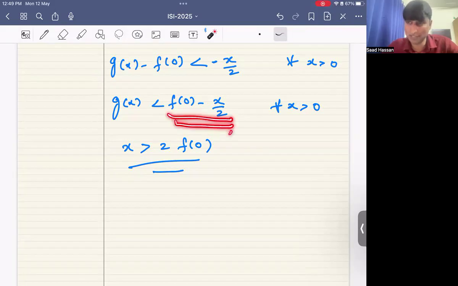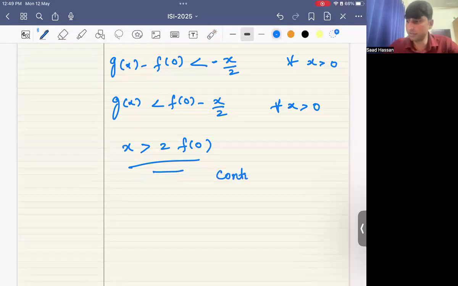In fact, if f of 0 is 0 too, you get a contradiction right here because if f of 0 is greater than or equal to 0, this quantity is less than 0 for x positive, which is a contradiction. But say that f of 0 is positive. If f of 0 is positive, then take x to be greater than 2f of 0. So if this quantity is greater than 2f of 0, this quantity is negative, which is a contradiction. So we are done. Contradiction. And we're done. So that's how it goes, right?